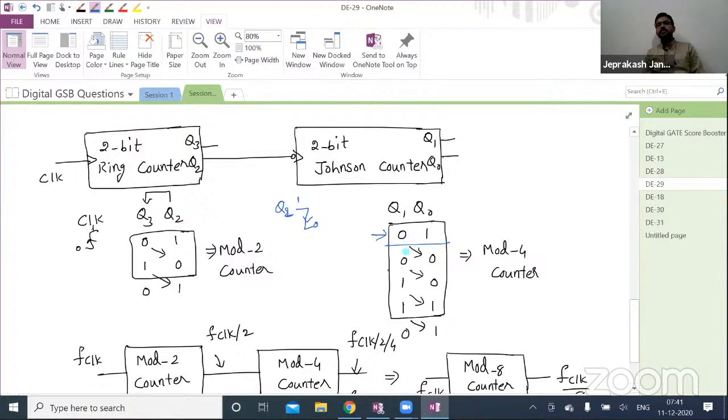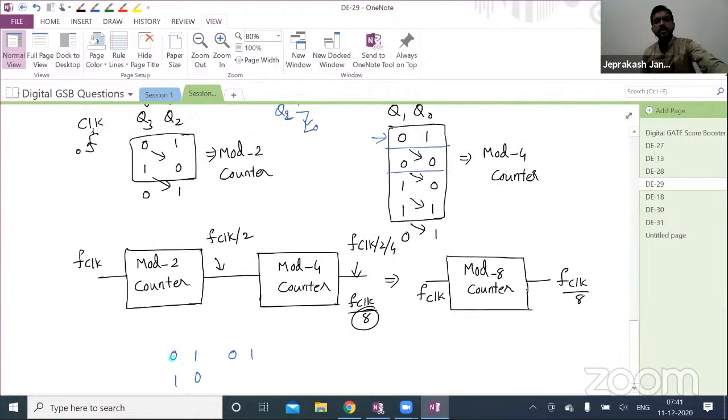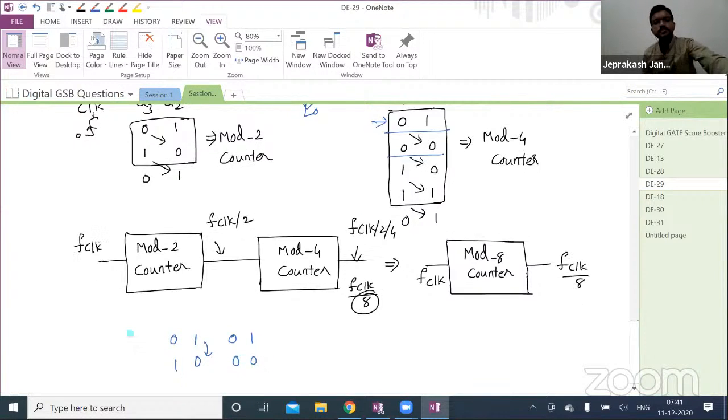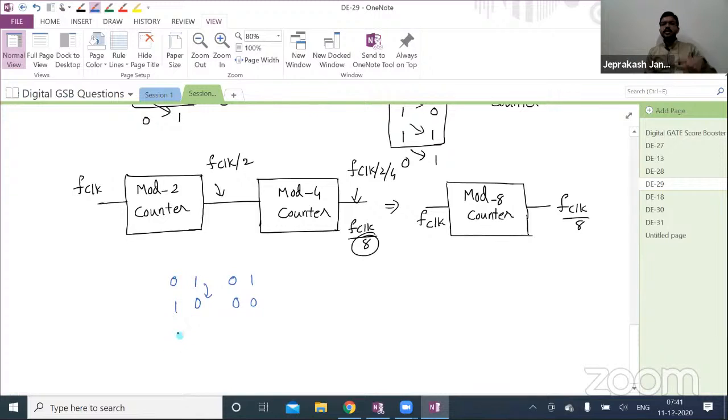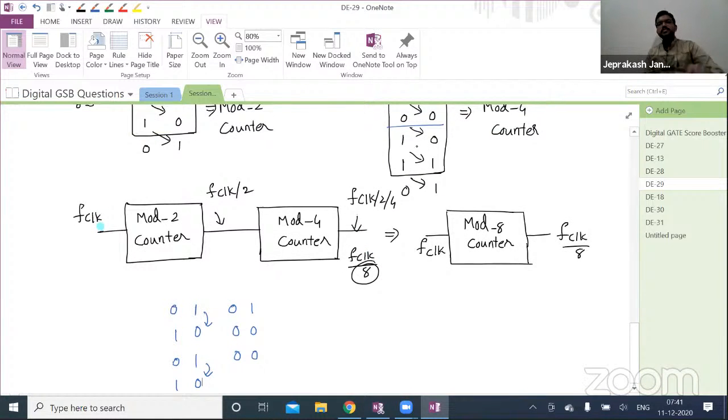It will change from 0 1 to 0 0 only whenever Q2 changes from 1 to 0. Just observe here that Q2 changes from 1 to 0, so the next state is 0 0. The ring counter continues the same process, 0 1, 1 0. Now here with 0 1 there is no change. Here a 1 0 change is there, so the next state is 1 0.